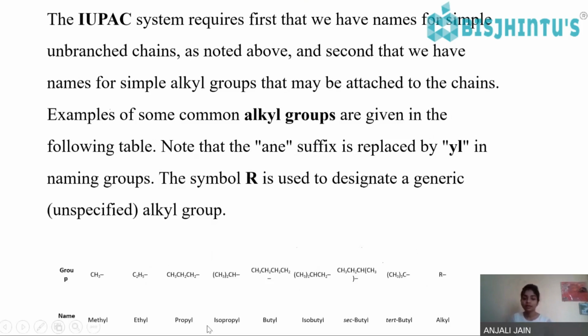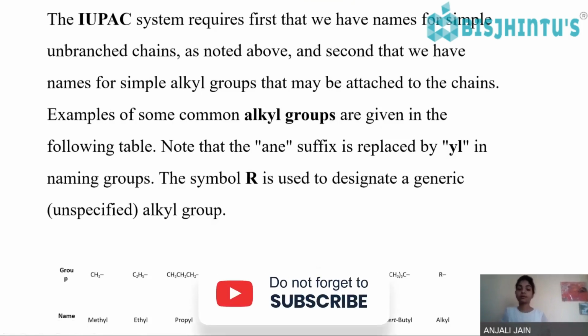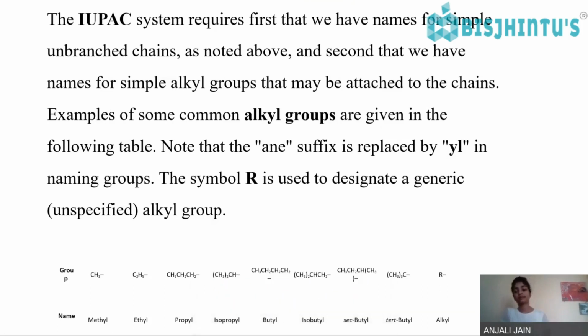So what are the basic structures? If I'm having a single carbon moiety, methyl is there, for 2 carbons ethyl, for 3 carbons propyl. Propyl has an isomer which is isopropyl, and butyl has isomers: isobutyl, secondary butyl, tertiary butyl. If the carbon is attached to 2 carbons, then it is a secondary butyl. If it is attached to 3 carbons, then it is tertiary butyl. So likewise, various alkyl groups are there.